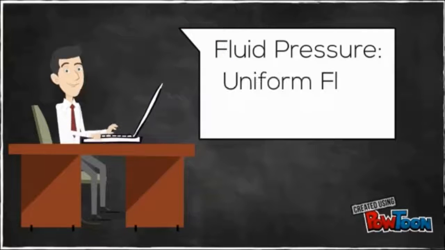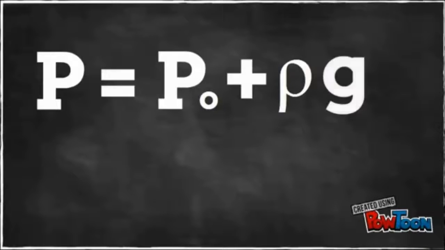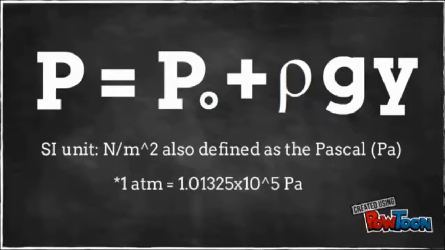For fluid pressure with uniform fluid density, the pressure at depth from the reference line is equal to the pressure at the reference line plus the density multiplied by the gravitational acceleration and the depth from the reference line. The SI unit of pressure is Newton per meter squared, which can also be defined as the Pascal.